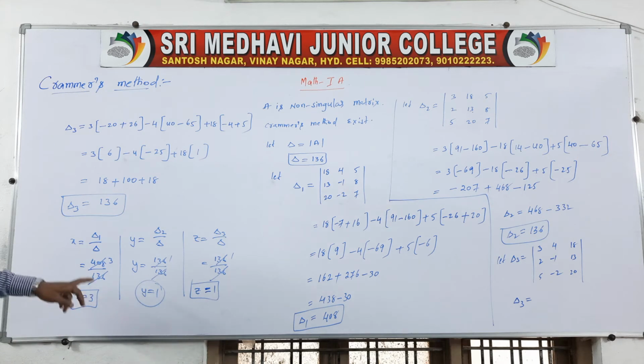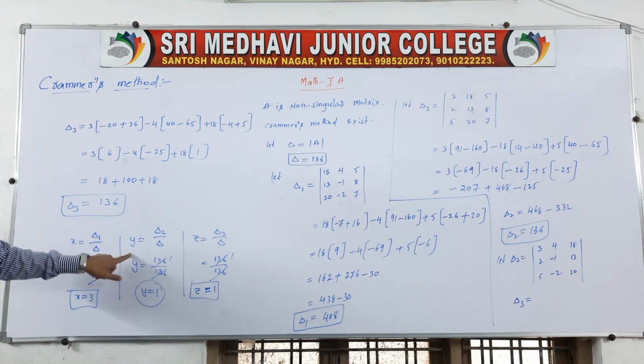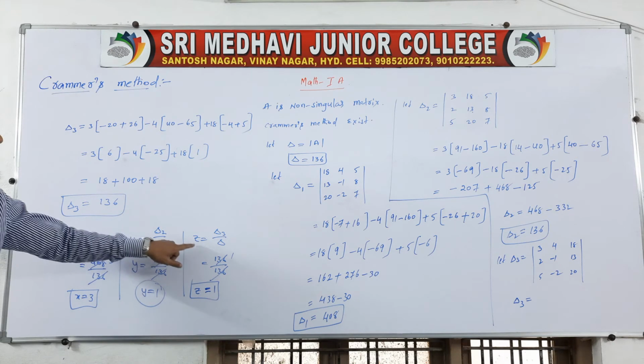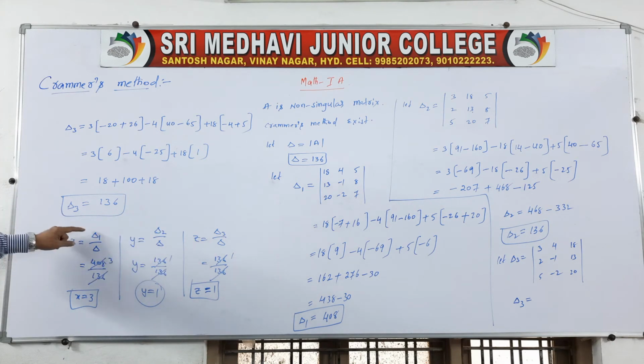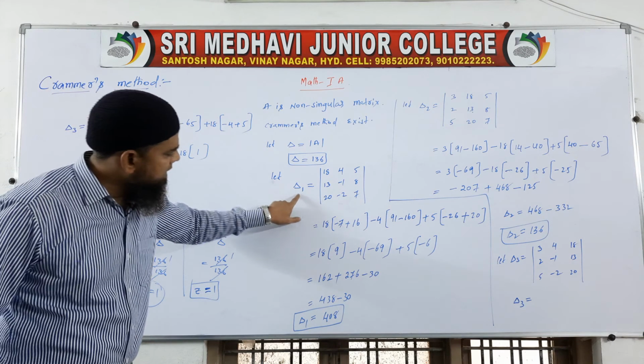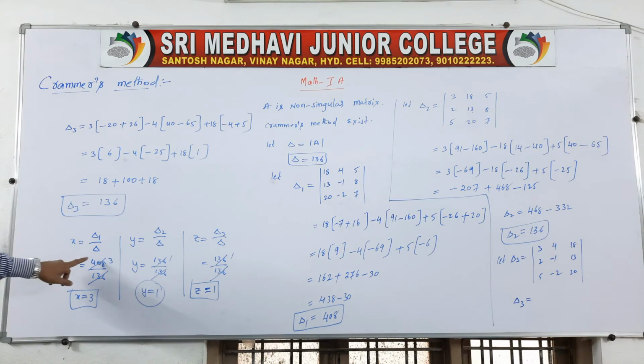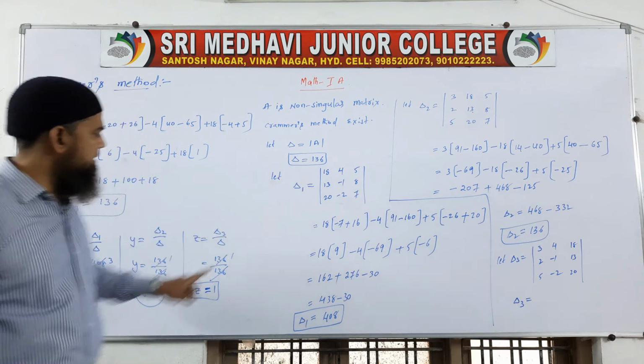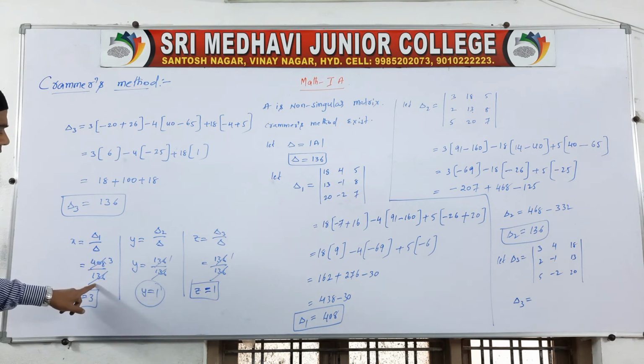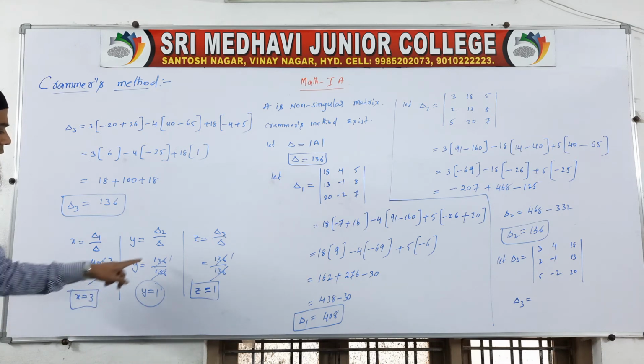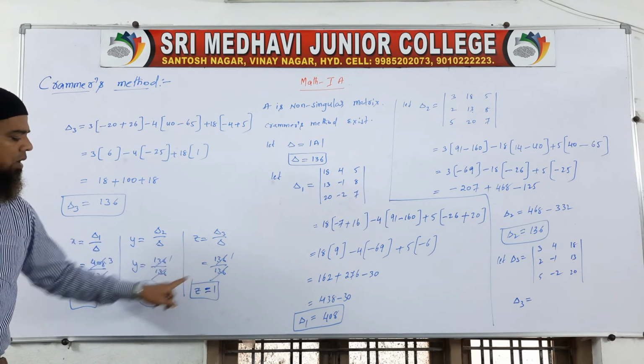How to find x, y, z values? X formula is delta 1 by delta, y formula is delta 2 by delta, z is delta 3 by delta. What is delta 1? Already you have. See, delta 1 is 408. 408 by what is delta? Delta is here 136. So 408 by 136, it is 3 times cancelled here. Okay, 136 3s are 408. So x is equal to 3. Similarly, 136 by 136, 1.